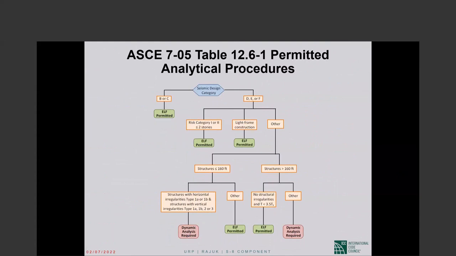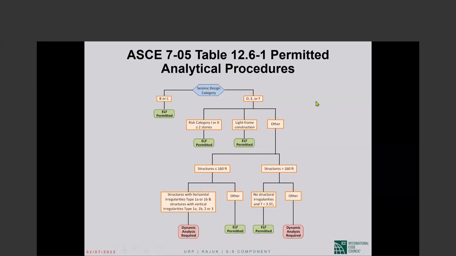Now, ASCE 7 has a pretty elaborate scheme for telling you when you can do static analysis and when you have to do dynamic analysis. Okay? So let us take a look at that. If the design category of your structure is B or C, then equivalent lateral force procedure is always permitted. You never have to do dynamic analysis.